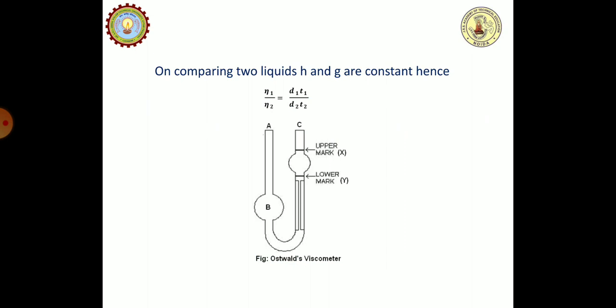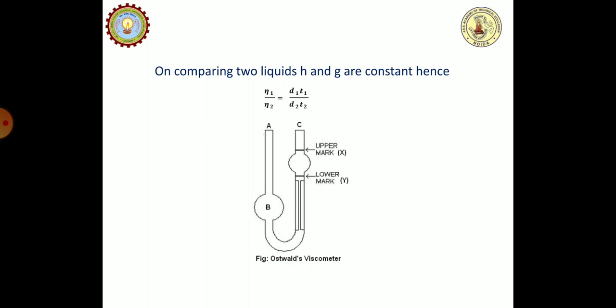If we know the viscosity and density of one of the liquids, we can easily determine the viscosity of the other liquid. By using this equation, we determine the viscosity of the given liquid using one of the liquids as a reference. Clear? Okay.